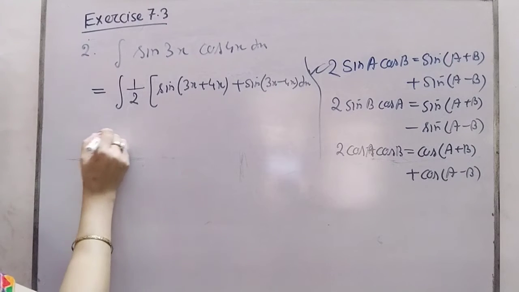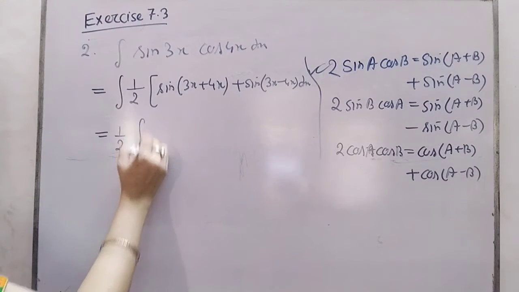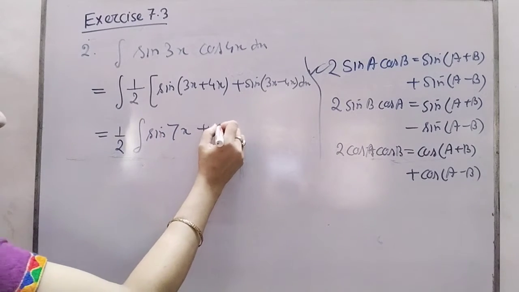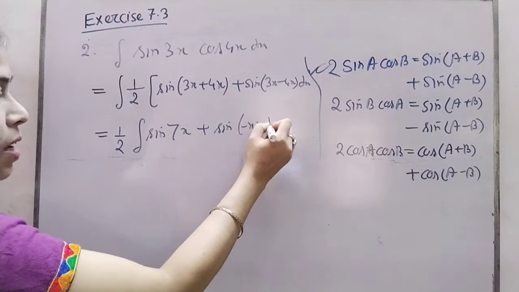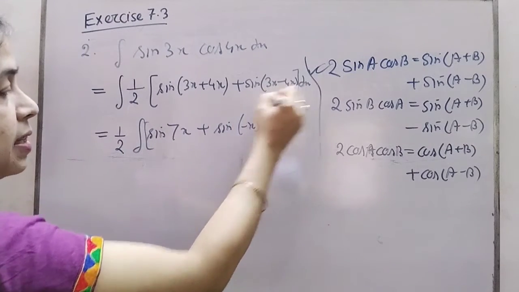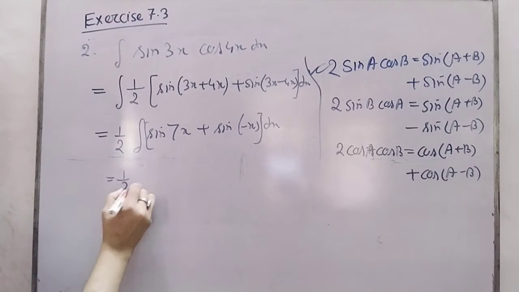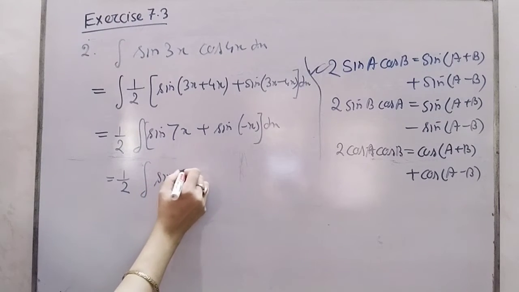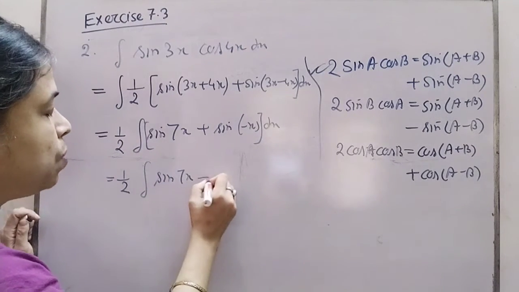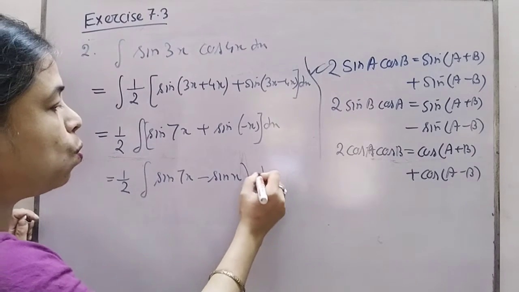So the next step, half is constant, come out. It is what? Integration of thrice x plus 4x is 7x plus sine of this minus x into dx. Okay, there is a bracket you have to put because the dx is there. Half is there. It is integrable. Sine 7x is integrable. Sine of minus theta is minus sine theta. So it will be equal to minus sine x whole into dx.